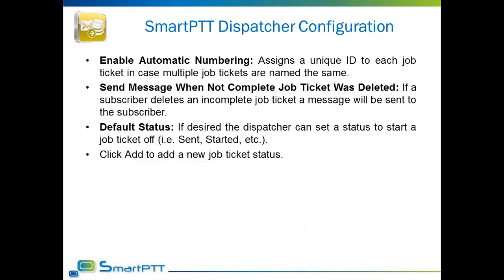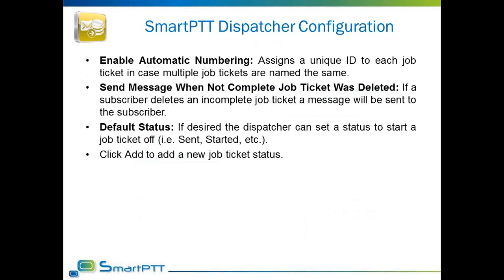For example, you might have towels or washcloths as a name of a job ticket for a hospitality customer for multiple job tickets. So having a unique number to that would help them identify the difference. Send message when not complete job ticket was deleted. This is what we do to keep job tickets from falling between the cracks. If an operator accidentally deletes an incomplete job ticket, a message will be sent to the subscriber notifying them that the job ticket was not completed.